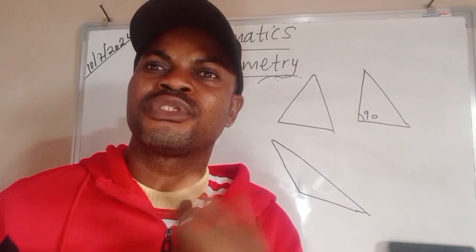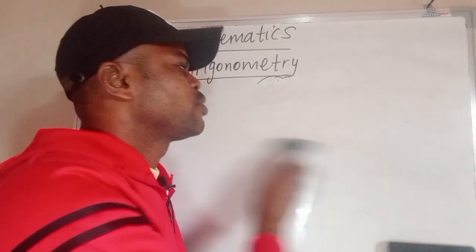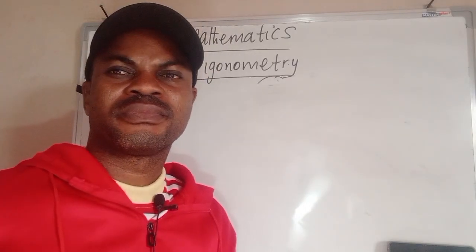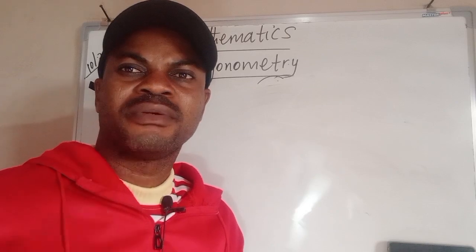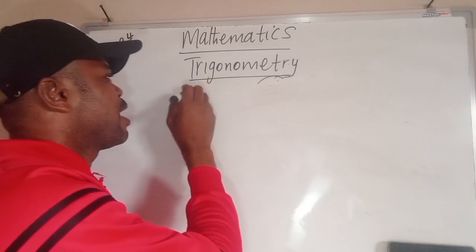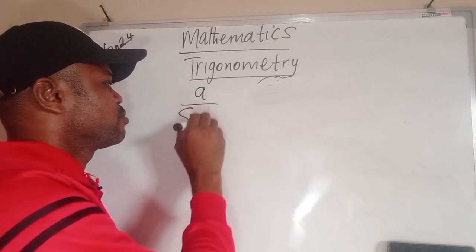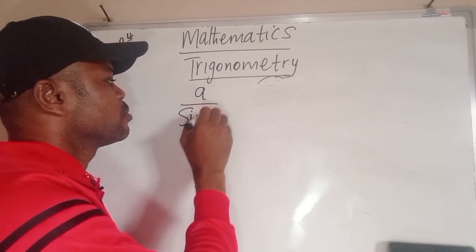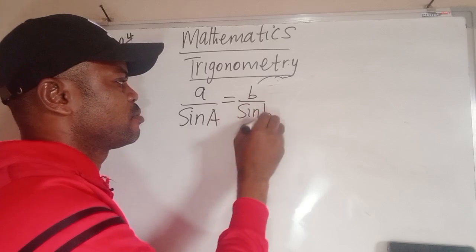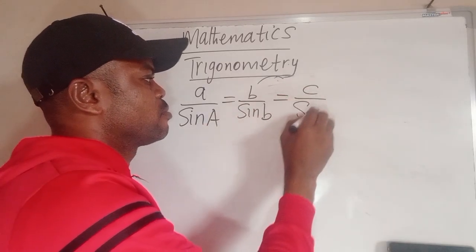What then comes to mind? The solution that will come to your mind is the sine rule and the cosine rule. What is the formula for the sine rule? The sine rule says that a over sin A is equal to b over sin B, is equal to c over sin C.